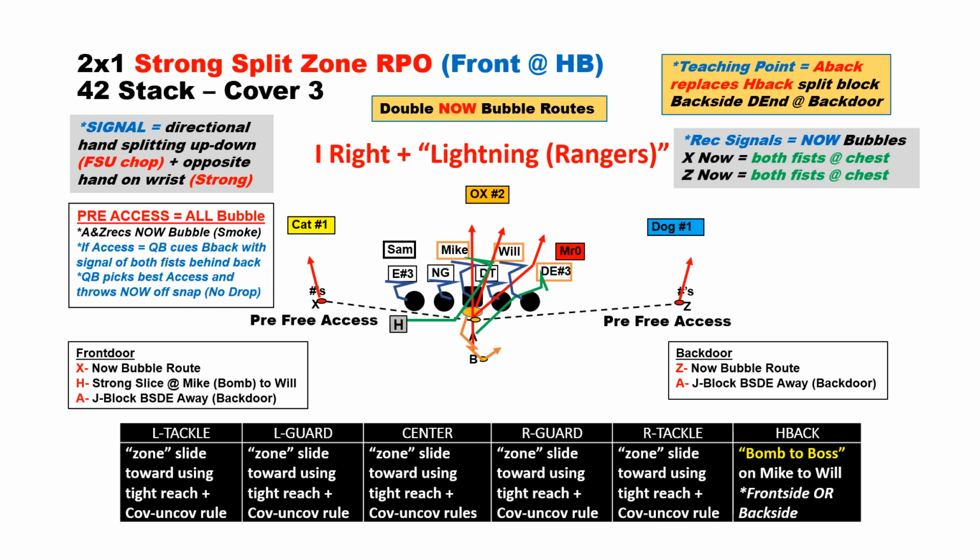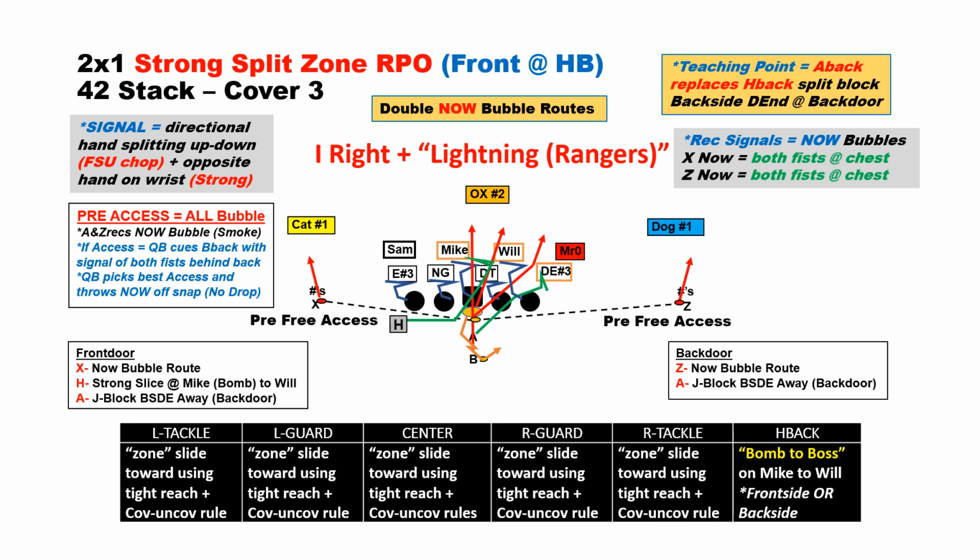If we don't use the stay call with our strong split zone, then we're going to go under center, and now we've got both our X and our Z running bubble routes. If we feel we've got good leverage and that DB is off in the matchup, we can make an alert call and just throw the bubble.